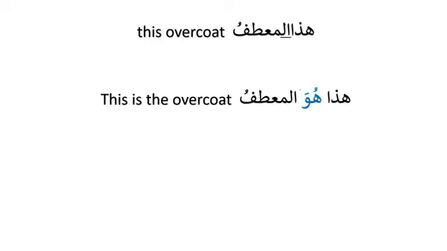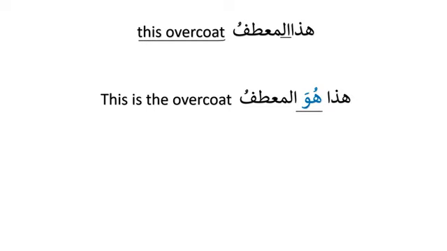When you say this overcoat, it doesn't make any sense, right? It's not a complete sentence. So how to change it into a complete sentence? Now to change it into a complete sentence, we will use the pronoun huwa. So we will say, هذا هو المعطف, this is the overcoat. So basically, this is what we call a demonstrative phrase. From a phrase, now it has changed into a complete sentence, and it becomes this is the overcoat.